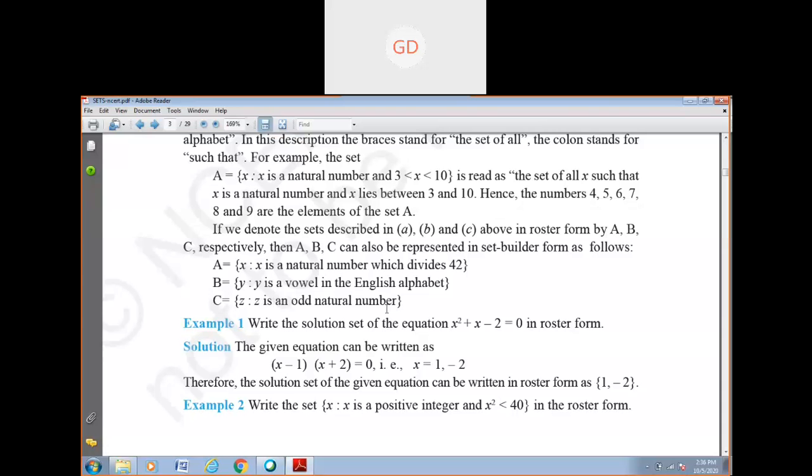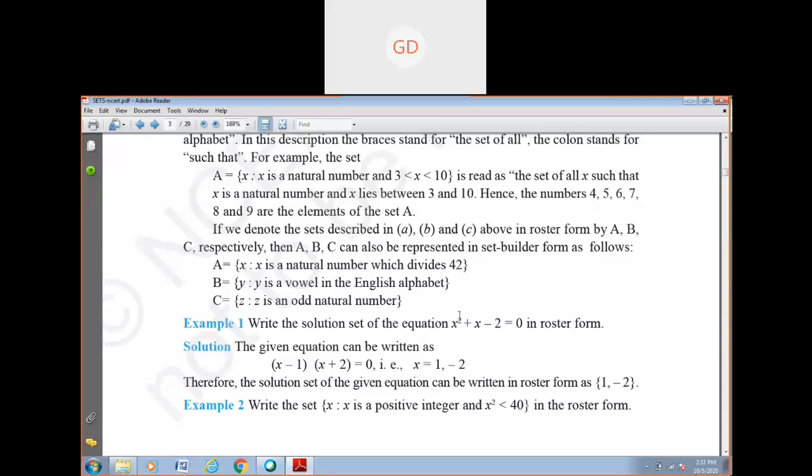So that we already got in tabular form or roster form. The same set of odd numbers is written here in set builder form.